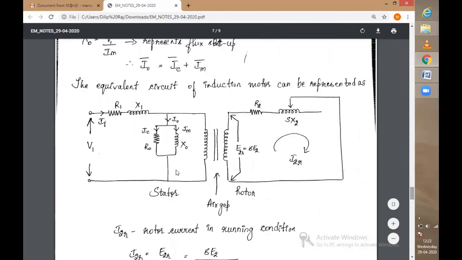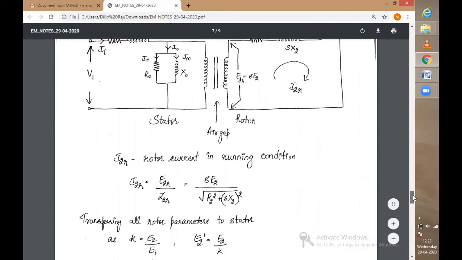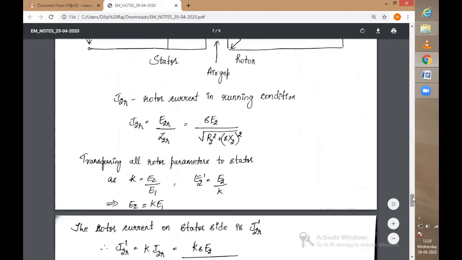So this is the equivalent circuit of induction motor. The circuit on the left represents stator, whereas the circuit on the right represents rotor. In between is the air gap representation. Now we have to transfer all the parameters to any one side, either from rotor side to stator or from stator to rotor. Let us convert all the rotor side parameters to stator.